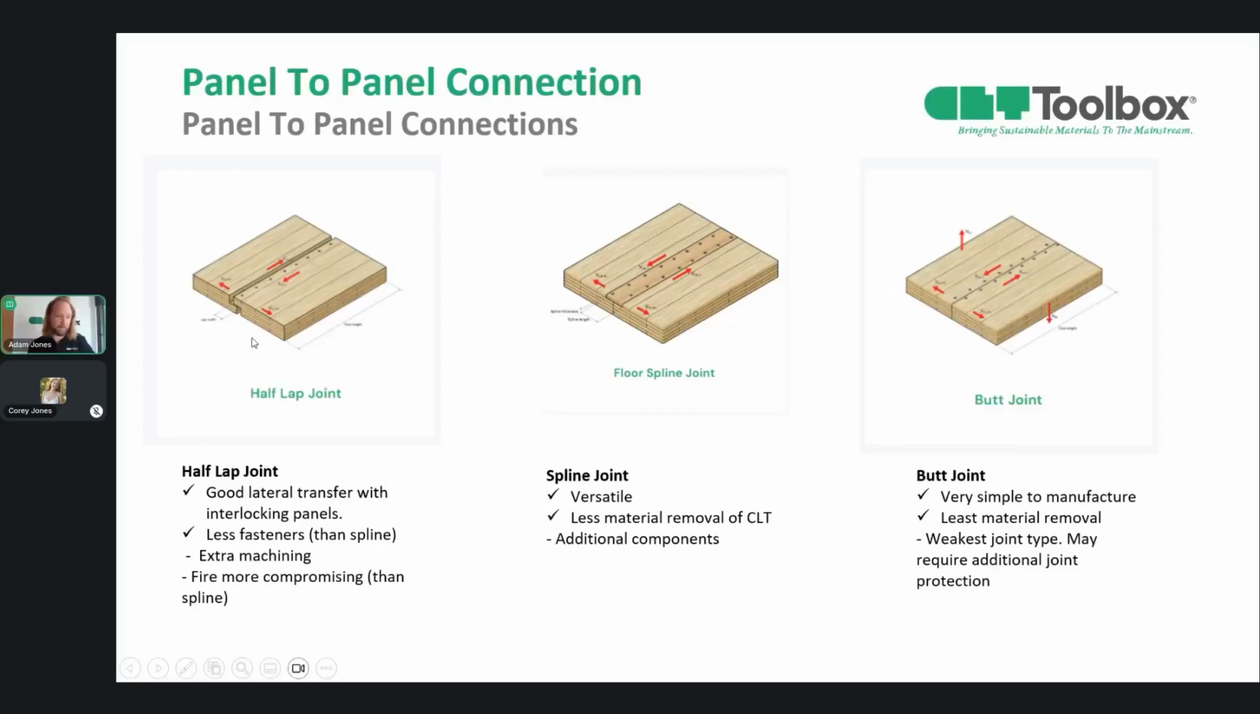And the other one is fire is more compromising. So you're cutting to halfway through the panel. So for an FRL of, say, 120 minutes, the fire might reach the joint and compromise it sooner than the other connections. Secondly, you got the spline joint. It's versatile. It's less material wastage. It's pretty simple to build and install, to put together, but there's additional components.